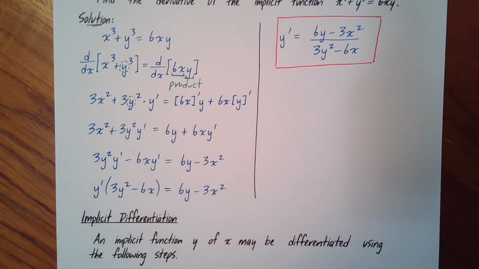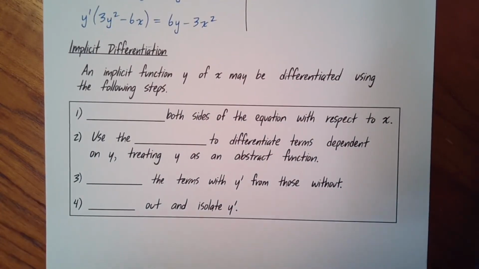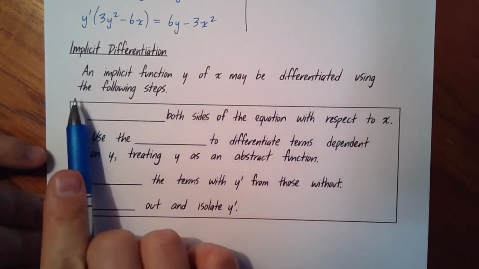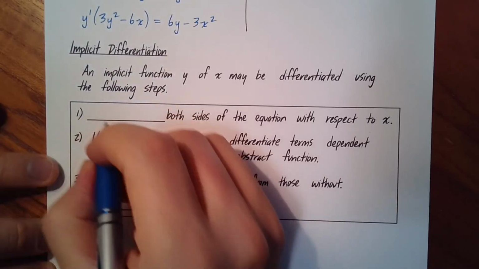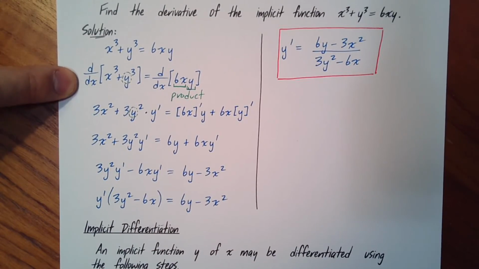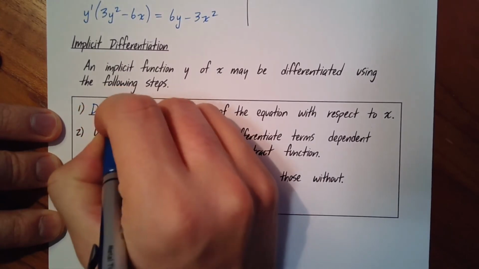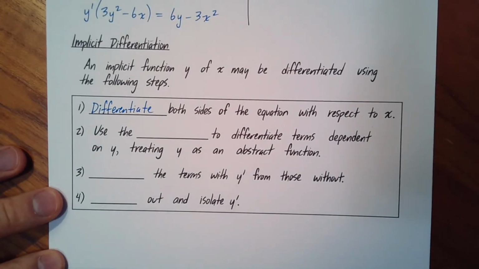So let's break down the main steps of what we did, and then we'll go back and analyze where they showed up. So, going over this, an implicit function y of x may be differentiated using the following steps. We're going to lay out the 4 steps right now. The first thing you're going to want to do is, well, what did we do first? We had the equation, and we took the derivative of both sides with respect to x. So we're going to differentiate both sides of the equation with respect to x. That's how you start out.